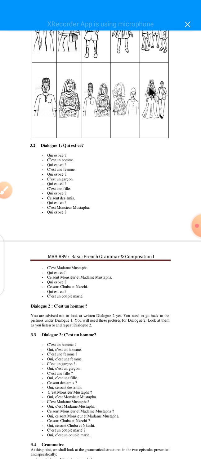Is it a married couple? Oui, c'est un couple marié. Yes, it's a married couple.